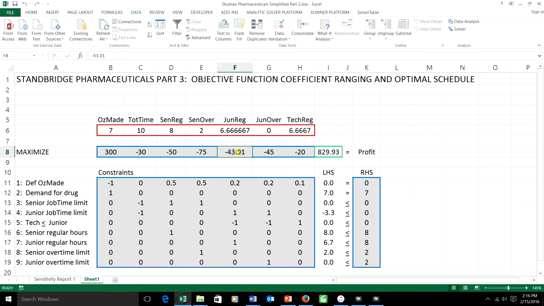But if I change that negative 43.01 back to the negative 43 we had a moment ago, I still have $830 profit. That is, I found two different solutions with a cost of $43 per hour of regular time for the junior chemist, and both of them give me the optimal profit of $830. That's the alternative optimal we were talking about just a moment ago. Well, it took a little longer to get there than I wanted, but I hope this gives you some idea about how OFCR ranging is working.